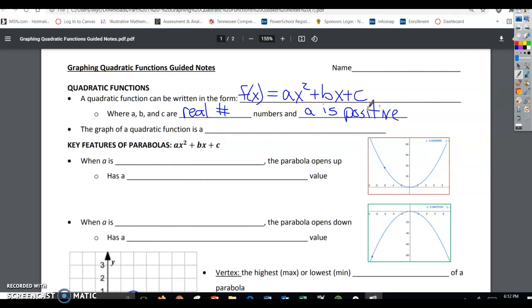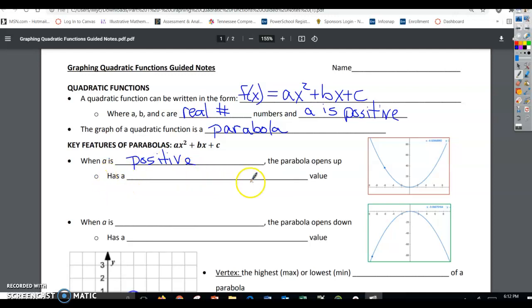All right, the graph of a quadratic function is a parabola. A parabola is like a U-shaped graph, like right here that you're seeing. And some key features of parabolas are going to be, okay, so you got ax squared plus bx plus c. When a is positive, the graph opens up.